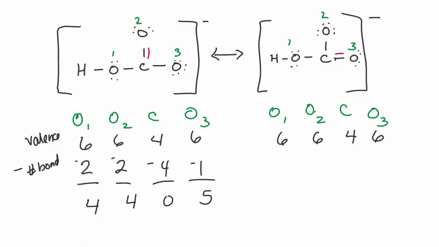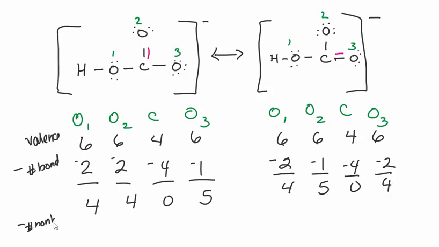Oxygen 1, oxygen 2, carbon, and oxygen 3. So now we're going to subtract the number of non-bonded electrons. Now this is not the number of lone pairs, it's the total number of non-bonded electrons. So oxygen 1 has 4 non-bonded electrons. Oxygen 2 also has 4 non-bonded electrons. Carbon has no non-bonded electrons. But oxygen 3 has 6 non-bonded electrons.